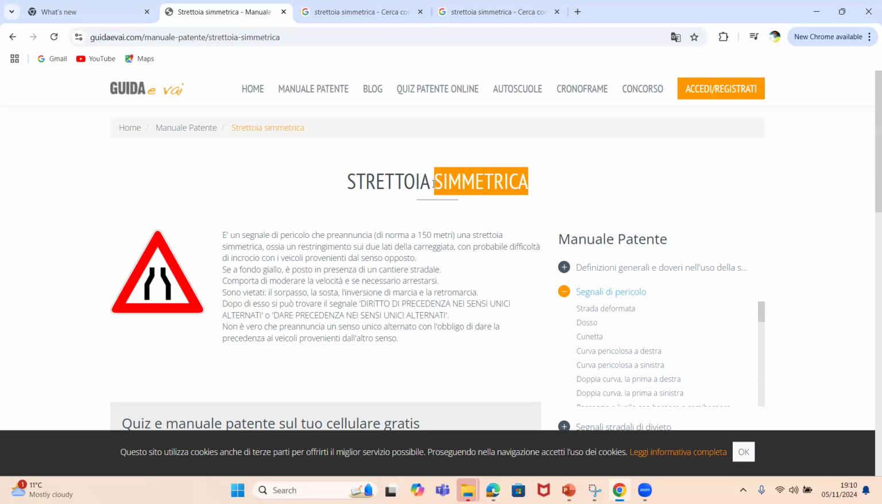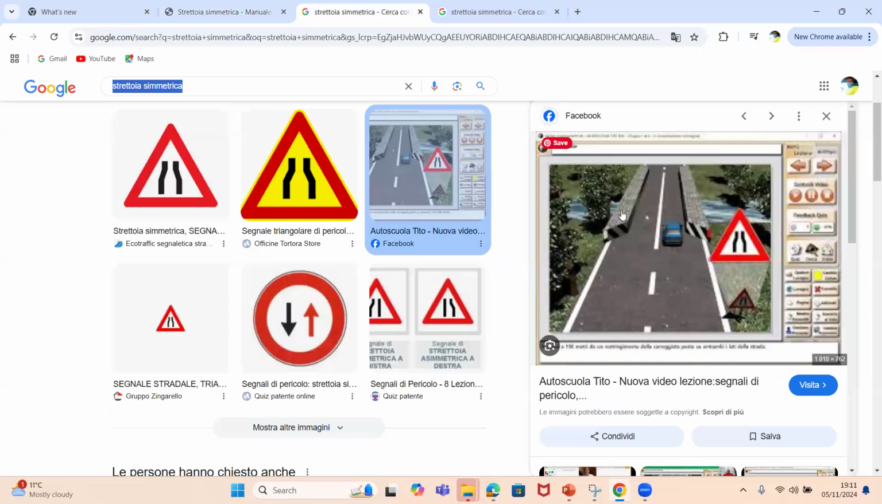What does it mean? Whatever thing where they block the road, it is on both sides. Whatever obstacle is making this road a Strettoia, a narrow way, is found on both sides. For example, if it's an obstacle, or if it's a mountain, it is found on both sides. And that's what you are seeing in this picture. That's why they call it Strettoia Simmetrica, because the obstacle blocking the road is on both sides.